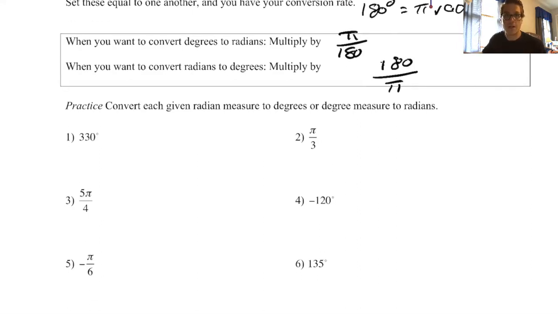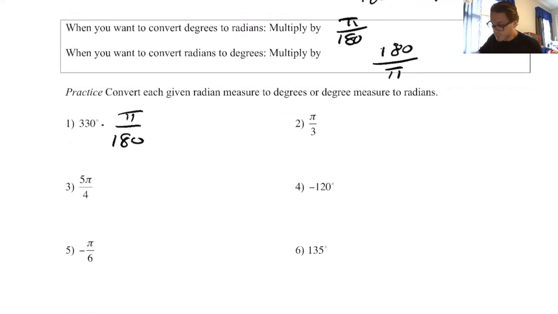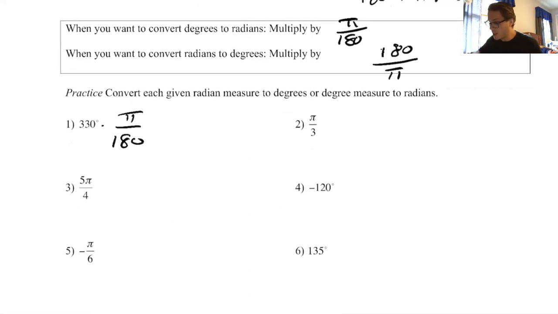So first off, we want to convert each radian measure to degrees or degree measure to radians. So I'm starting in number 1 from degrees, and I want to go to radians. So all I have to do is multiply by pi over 180, right? And then I'll actually do this math. I have 330 over 180. Well, I'm going to need my calculator for that, because I'm not going to do that in my head. And usually we keep our answer in terms of pi, so we're just going to leave the pi there. It means we're not going to actually multiply by pi.